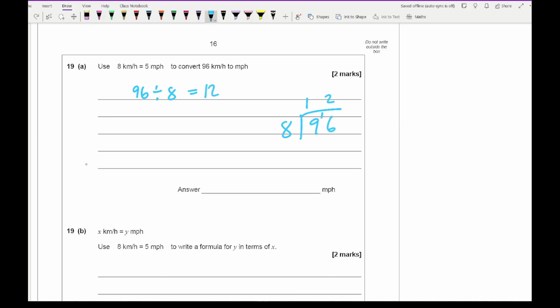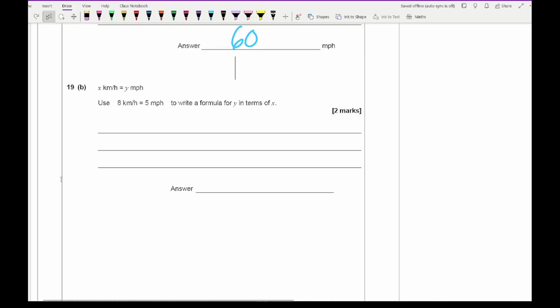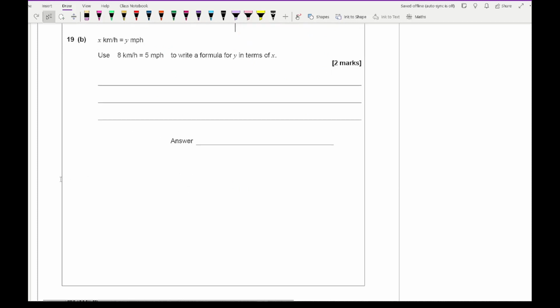2, so 12. Then I need to multiply it by 5, so 12 times 5. For question 19b, it says x kilometers per hour equals y miles per hour. Use 8 kilometers per hour equals 5 miles per hour to write a formula for y. So for this, what we need to do is convert the ratios, which I've got as x is to y, and cross multiply. 5x equals 8y. We then want to make y the subject, so I take the 8 over to get y equals 5x over 8.